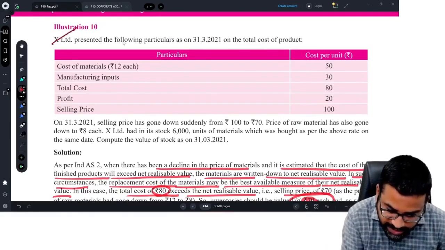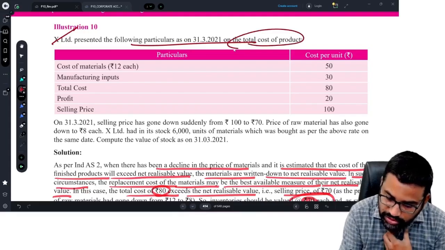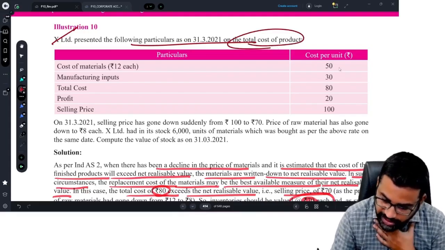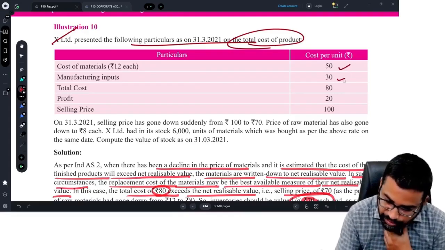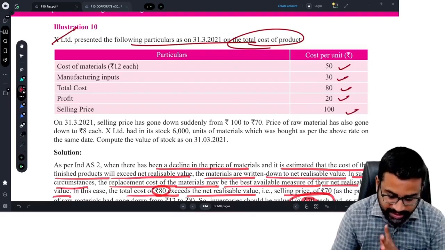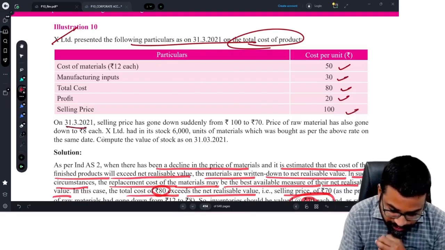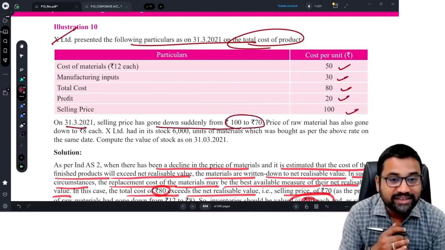X Limited presented the following particulars on 31st March 2021 on the total cost of product. Cost of materials 12 each, cost per unit 50, manufacturing inputs 30, total cost 80, profit 20, selling price 100. Okay. On 31st March 2021, the selling price has gone down suddenly from 100 to 70.